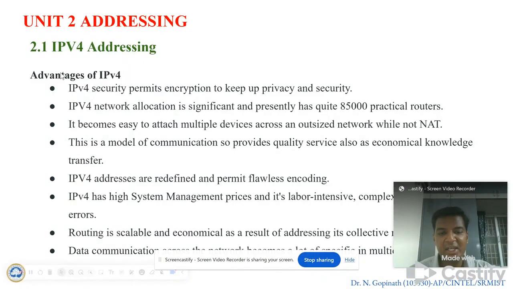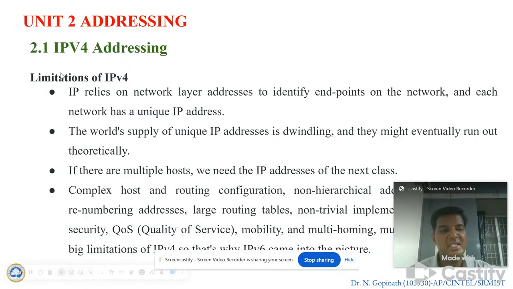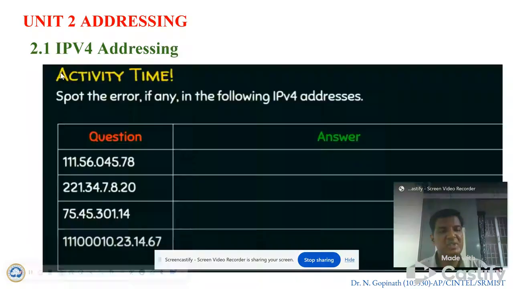IPv4 addresses are redefined and permit flawless encoding. Next is the limitation. IP relies on network layer addresses to identify endpoints on the network, and each network has a unique IP address. The world supply of unique IP addresses is dwindling and they might eventually run out, theoretically. If there are multiple hosts, we need the IP addresses of the next class. So these were some of the limitations of IPv4.